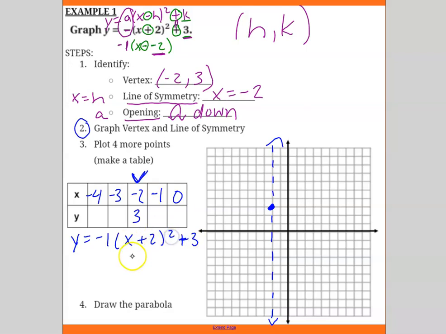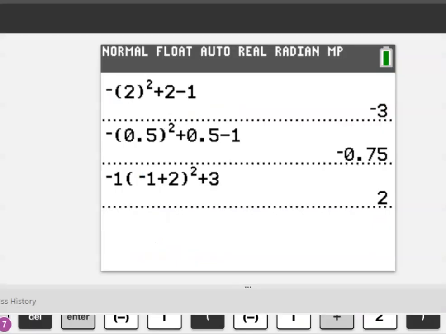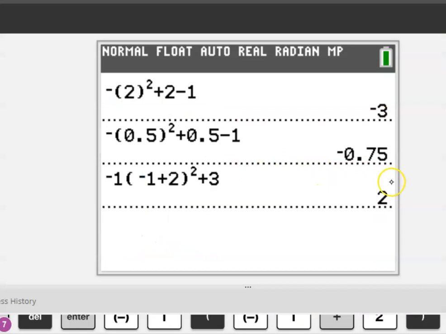So we're going to plug in 2 different numbers for x. We're going to start by putting in negative 1 for x. We're going to make that substitution. So negative 1 times the quantity negative 1 plus 2 squared plus 3. Now you can do the math in your head. You can do the math using a calculator. Either option is fine.